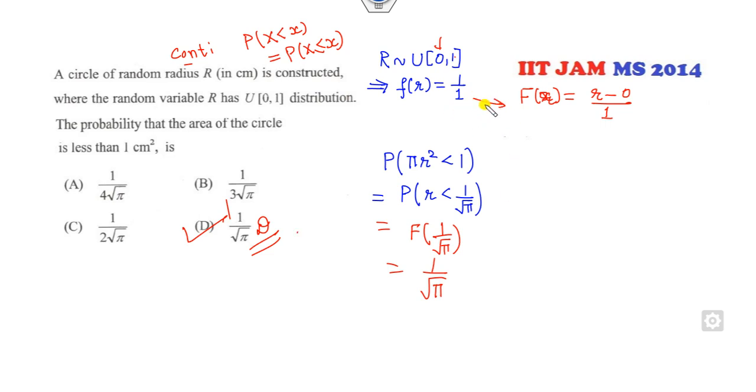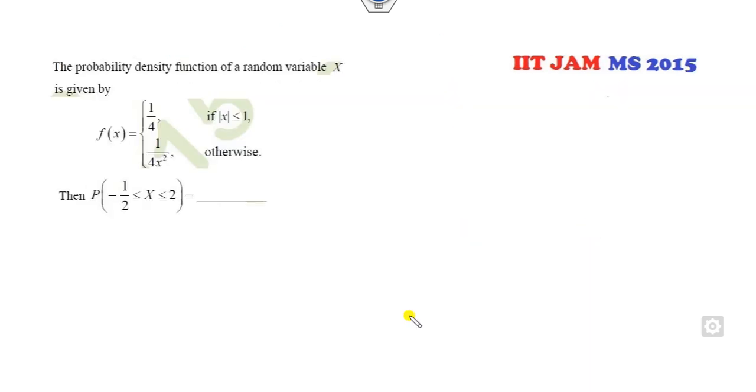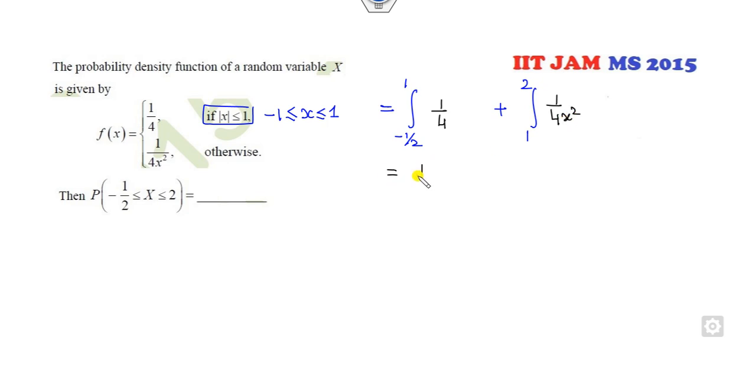Always remember the PDF and the CDF. You can solve the question with a 15-second shortcut trick. Look at this one. In this case your target is to find the probability. So firstly you can write this: I can express this integral from minus 1 to 1, as minus half to plus 1, then plus 1 to 2. What is the value of the integrand? It is 1 by 4 and it is 1 by 4x squared. So can you solve this integration?